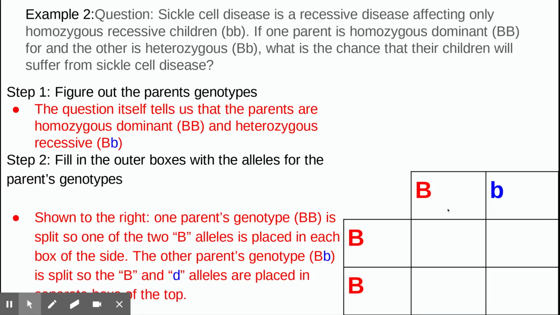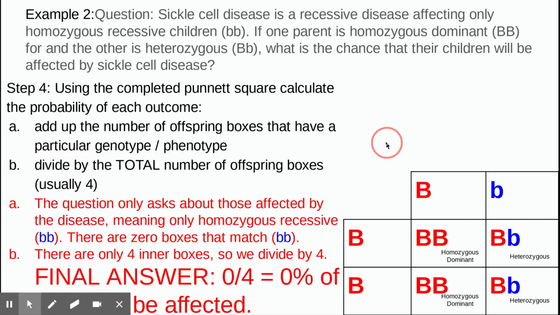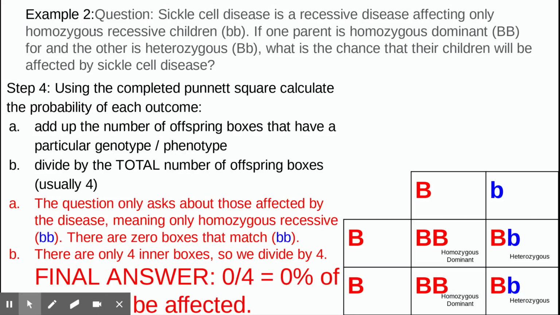2 capital B's for the homozygous dominant, 1 of each for the heterozygous parent. Step 3, we can transfer those into the middle. So the 2 capital B's go across, the capital B comes down one column, and the lowercase b comes down the other column. So steps 1, 2, and 3, hopefully you're becoming very familiar with that. But step 4, this is where we have to really stop and do the math. How many of those now match the trait that the question asks about, which is affected by sickle cell? Well, right at the beginning, they said you must be homozygous recessive in order to be affected.